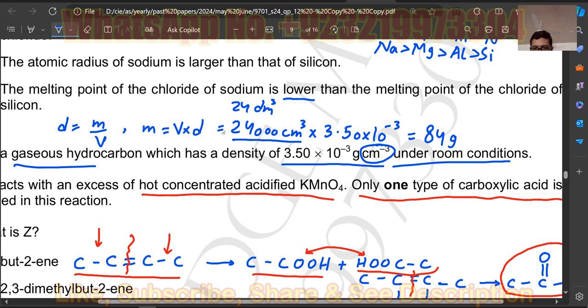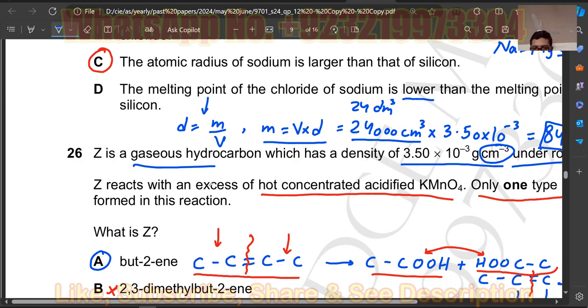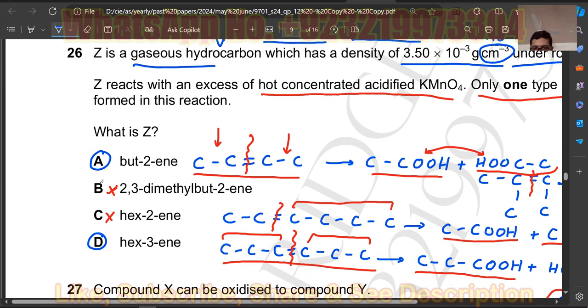Now this formula will be rearranged into mass is equal to volume times density. Density is given, volume has been found. Now we multiply them with each other. You get 84 grams. Now that's the mass of the organic compound, which means we need to find which of these two compounds especially will have 84 grams.